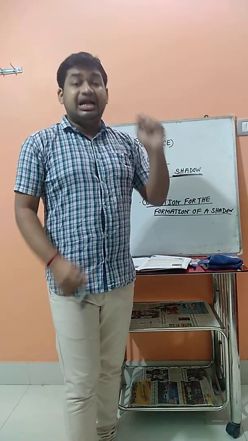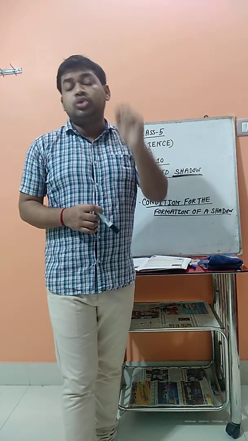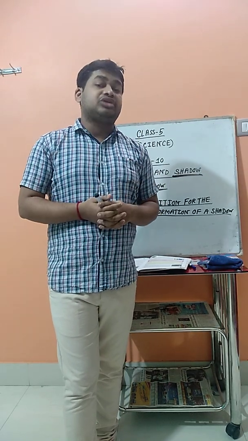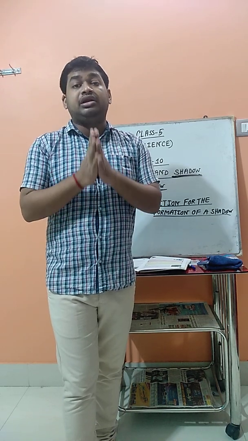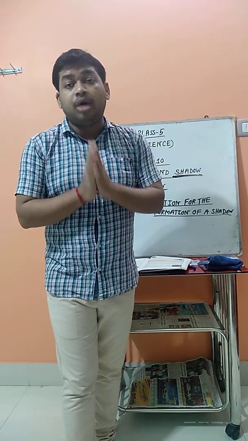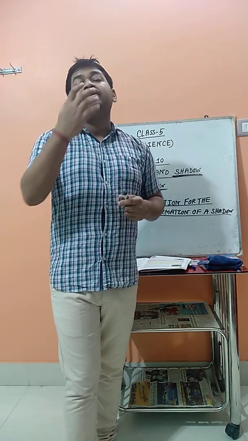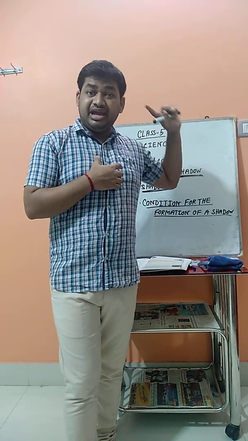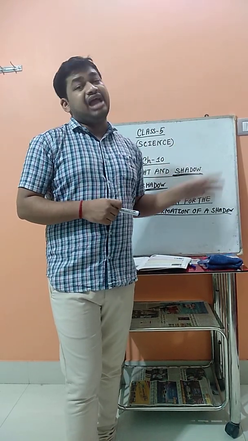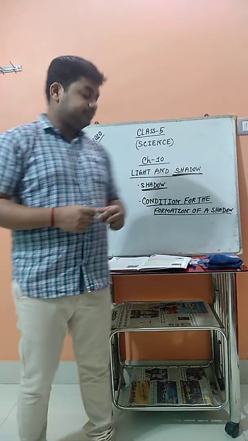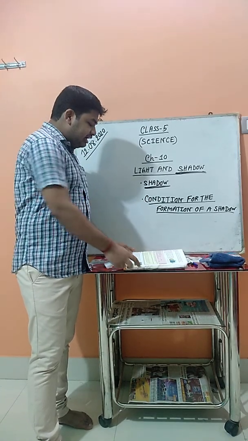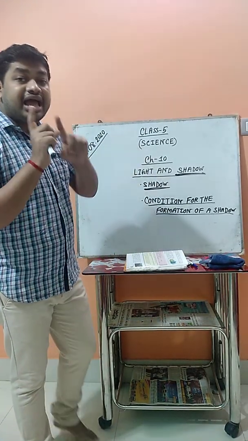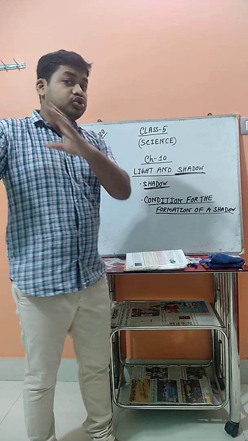Again I repeat. When the light starts to come from a particular source and is prevented by an opaque object, it forms an image in the opposite direction of the source of light. This particular image is known as the shadow. When light falls on an opaque object, it gets blocked and creates the image on the opposite side from the source of light.